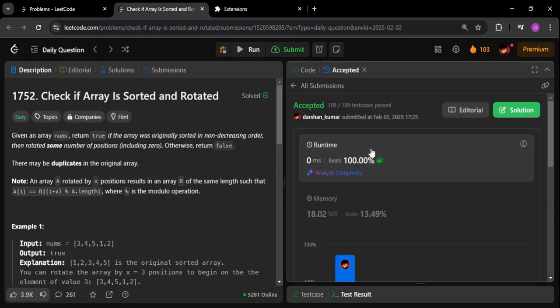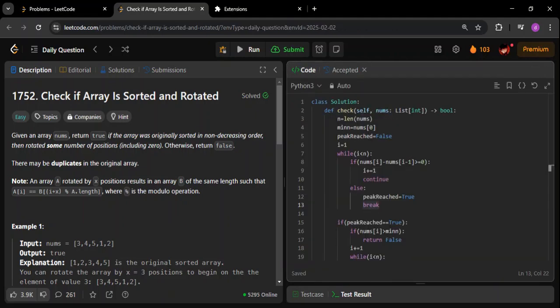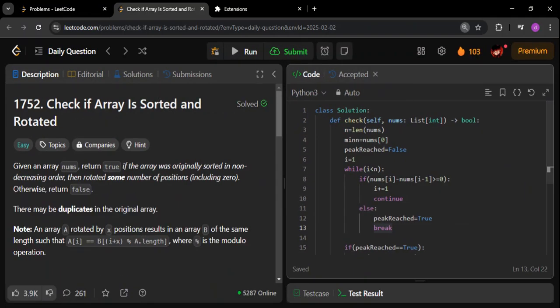I just want to show this at the start itself so that you don't have any doubts about what you are learning. This is the question. Our target should always be to beat 100% of the solutions, and that is what my solution is doing. Just wanted to show this before I start. Now coming to this question, it's 1752, Check if array is sorted and rotated. Let me zoom in.